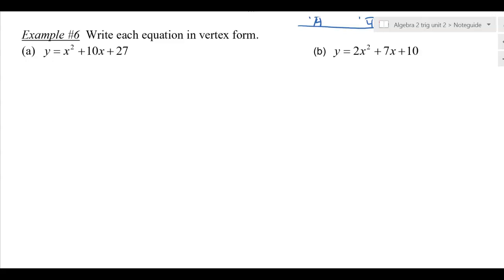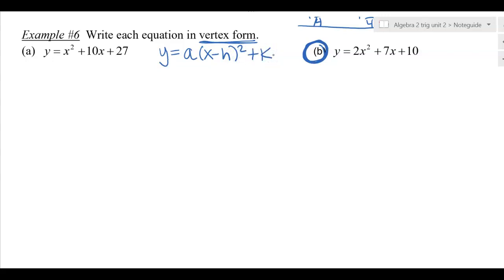So one of the things we want to be able to do is rewrite it in vertex form. So I'm actually just going to focus on part B here, because it's a harder equation given that it has that 2 in front and we're trying to rewrite it. So vertex form for us looks like what? Of a quadratic, what did we say vertex form looks like? So it has a, and then what? x minus h squared and then plus k.